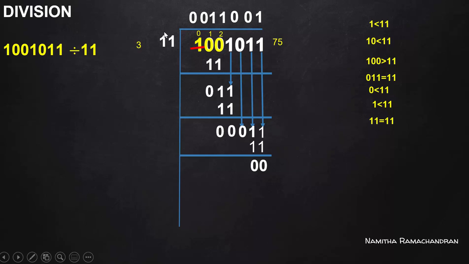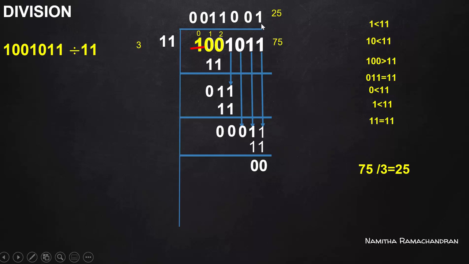actually 2 raised to 0 plus 2 raised to 1. 2 plus 1 is 3, right? So while dividing 75 with 3, we get a result 25. That is 75 by 3, the quotient is actually 25 with remainder 0.